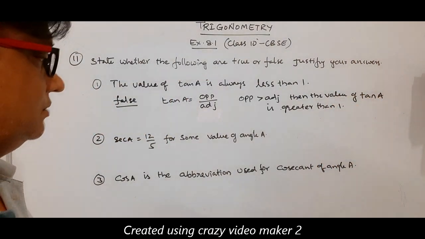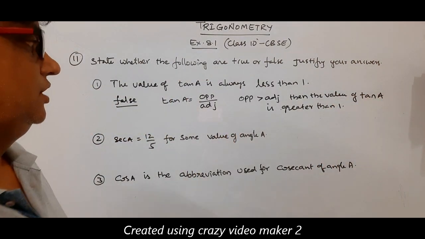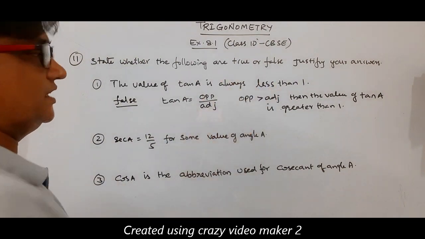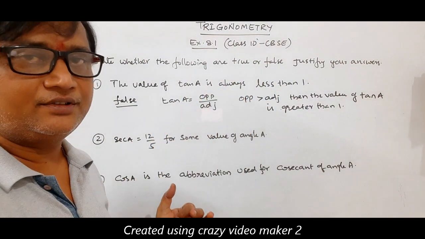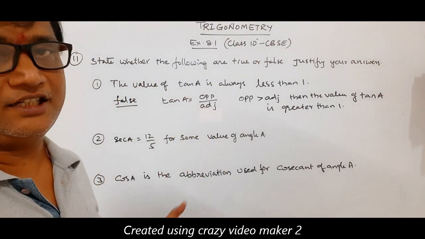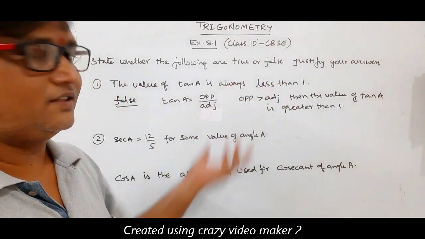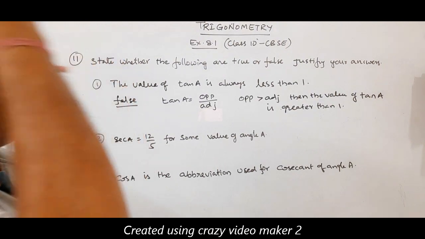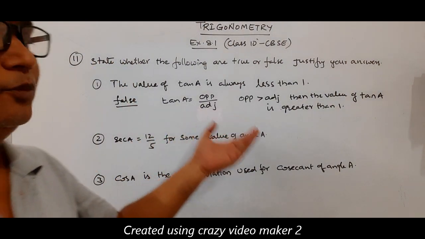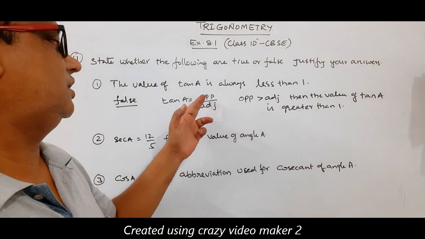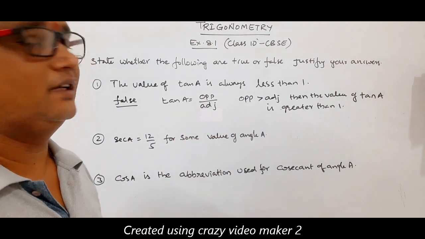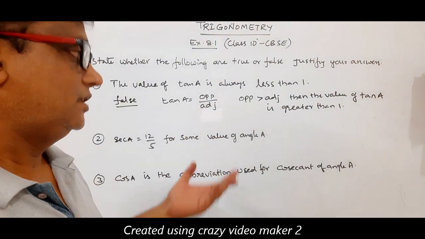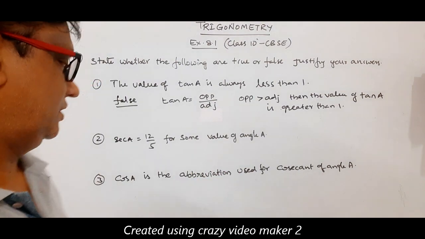Greater than 1. This is the main point. They are asking whether it is always less than 1. If it is a proper fraction, it is less than 1. But it is not only a proper fraction, it can also be an improper fraction. So if opposite is greater than adjacent, then the value of tan A is greater than 1.